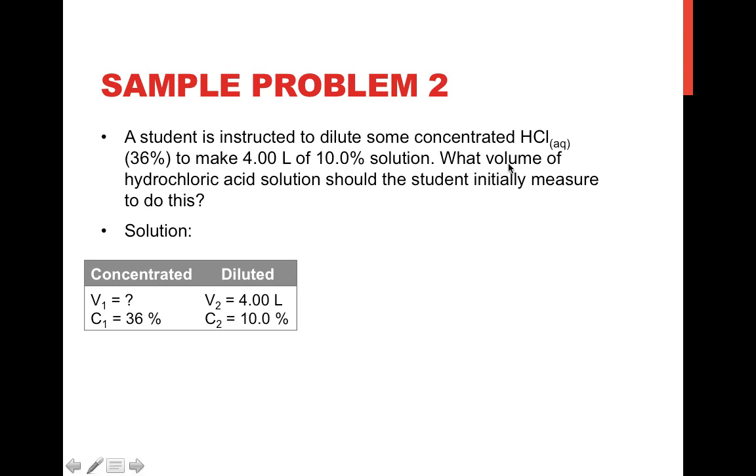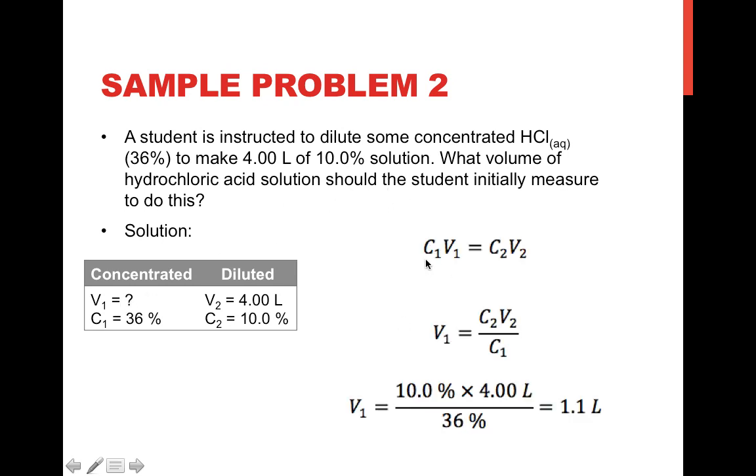In the question, we're asked for what volume of hydrochloric acid we should initially measure. So that is V1. We know C1 V1 is equal to C2 V2. If we rearrange, V1 is equal to C2 V2 over C1. And from there, we're plugging in. So we have 10% times 4 liters divided by 36%. Our percentages cancel out, and we get an answer of 1.1 liter.